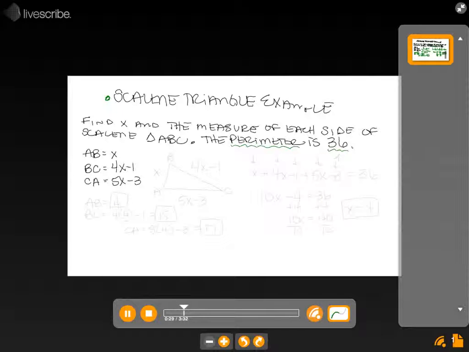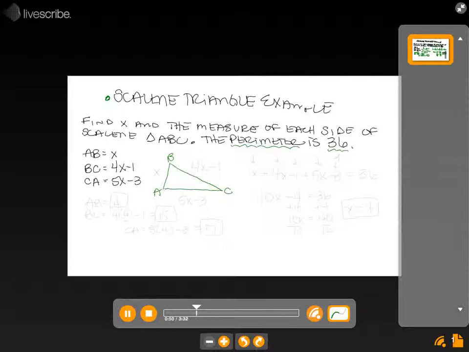So the first thing we need to do is draw a picture. Now in my picture, all three sides should be a different length. Okay, and I'm going to label it like this, A, B, C. You may label it differently, that's okay. You just might need to put your expressions in a different spot, and that's fine.